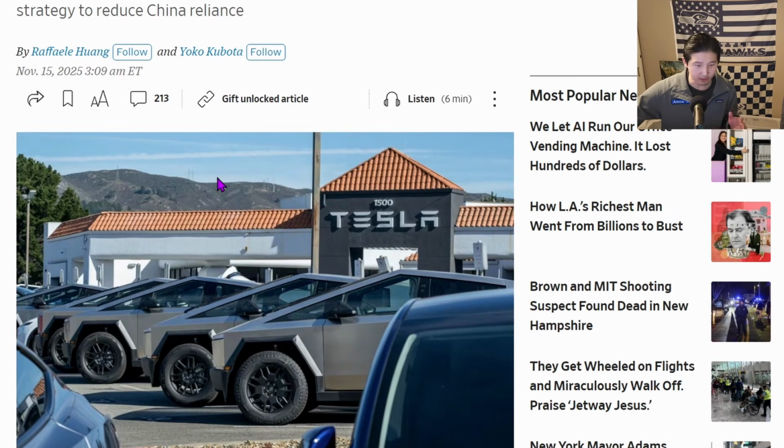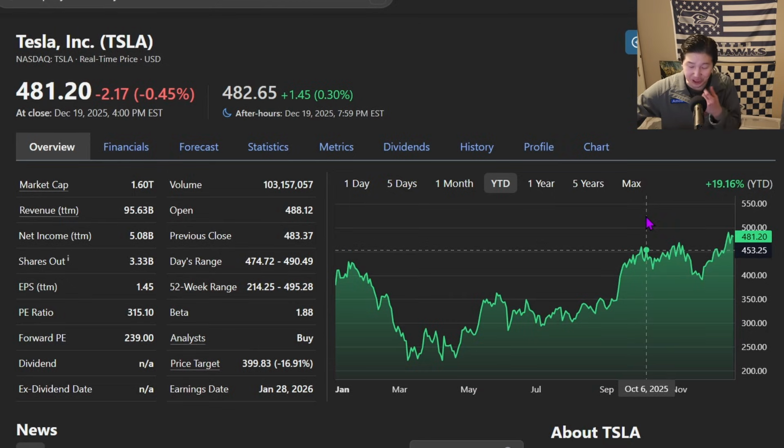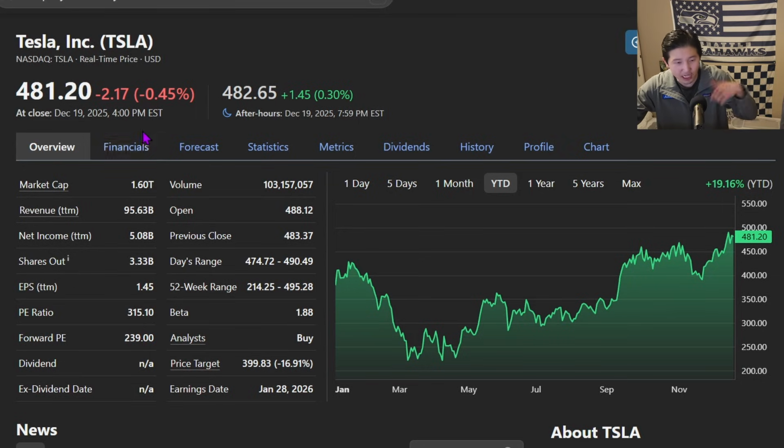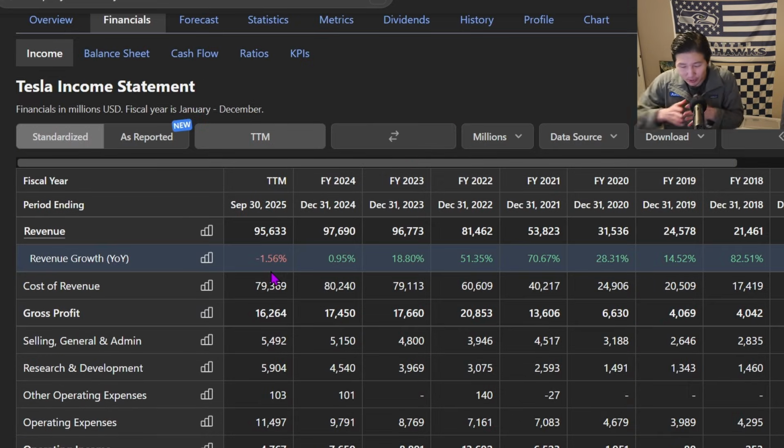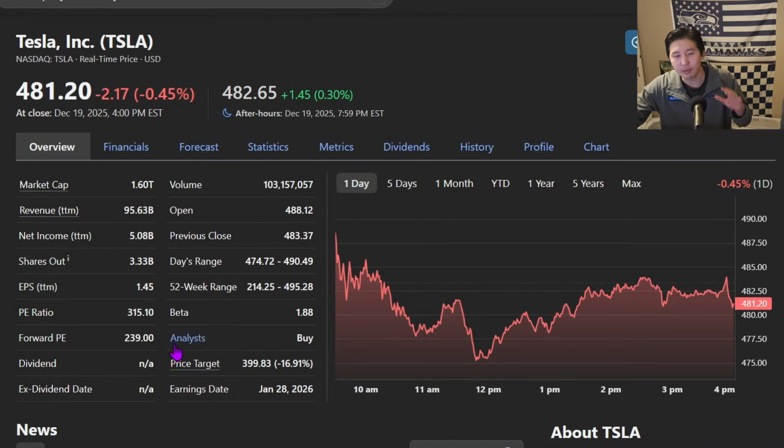I think in the short term, this is absolutely going to hurt their bottom line, but in the long term, I cannot help but agree with Elon Musk. I think that's the right plan. However, what we have to keep in mind is that a GARP investor, dude, they don't pay 239 times earnings for a company where their revenue is decreasing, negative 1.5% year over year. It doesn't make any sense to me why you would pay 239 times their earnings.